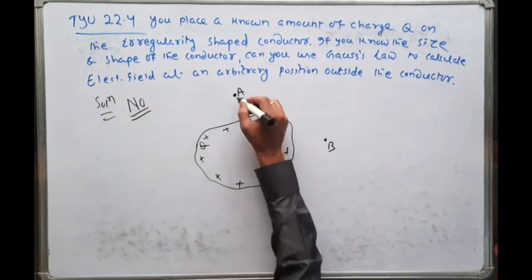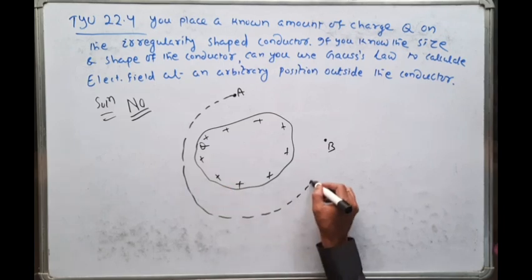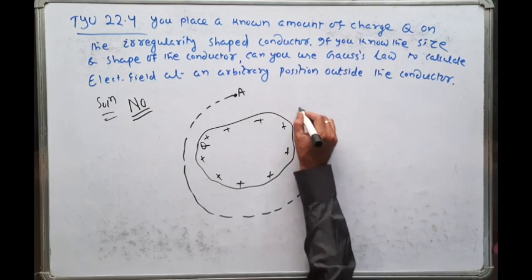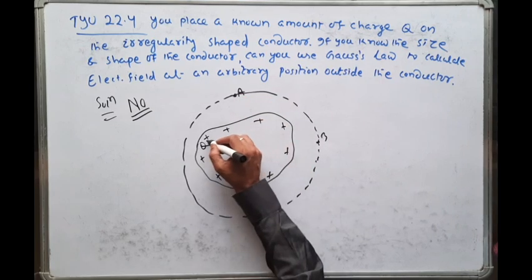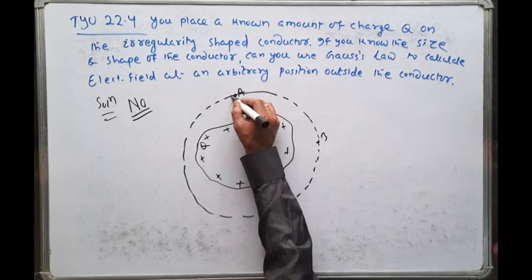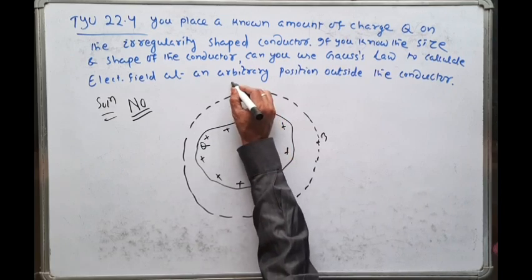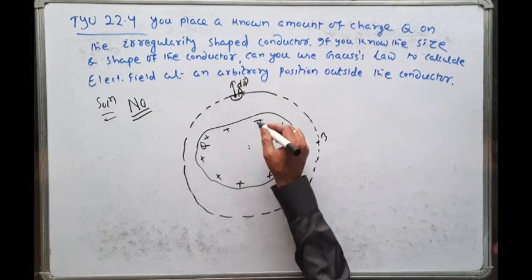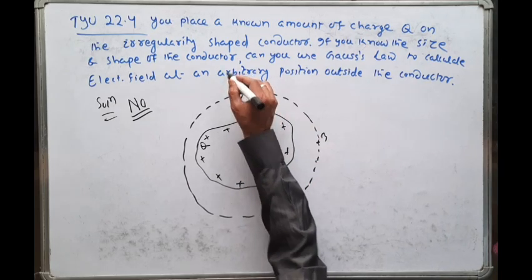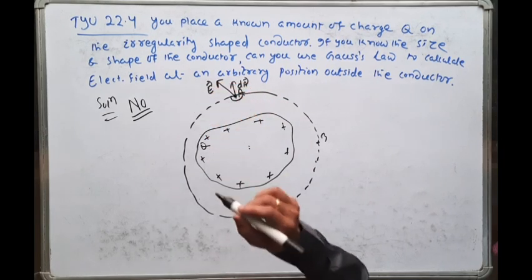Why no? Suppose I take a sphere which is passing through both A and B. But the shape of this conductor is irregular. If I apply Gauss law, I have to take an area vector. Let us say the area vector is outward. This is the area vector. But due to the irregular shape, the electric field intensity vector may not lie along this direction. It may lie along this direction. So this is the direction of electric field intensity.